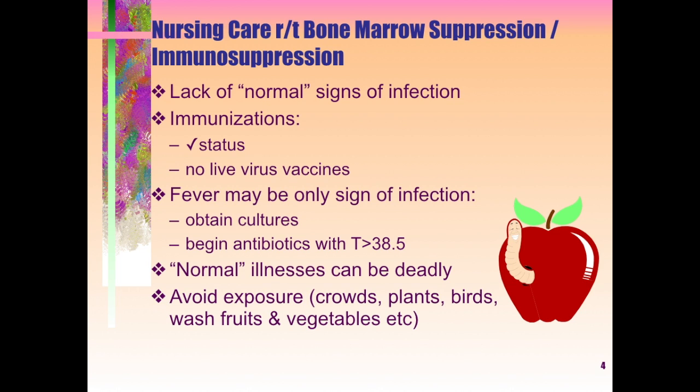They shouldn't see movies in a movie theater. There's way too many people in there for a long period of time. Some of them are allowed to go to school and others end up being homeschooled. We want them to avoid exposure to plants, birds, and fresh fruits and vegetables because they might have bacteria on them that could cause harm to the child. If they're going to eat fruits and vegetables, we need to wash it very carefully with soap and water.